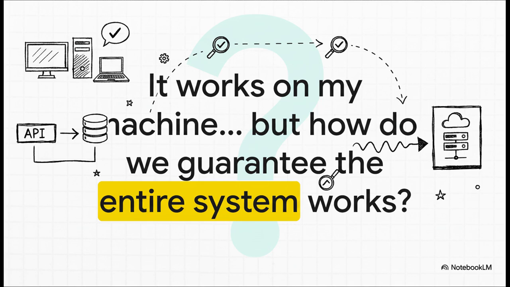And here it is, the classic developer phrase. You've heard it a million times, maybe you've even said it: it works on my machine. And you know what? That's just not good enough. We've written the API code, sure, but that API needs to talk to the database. So how do we guarantee that the entire system works together, flawlessly, from end to end?